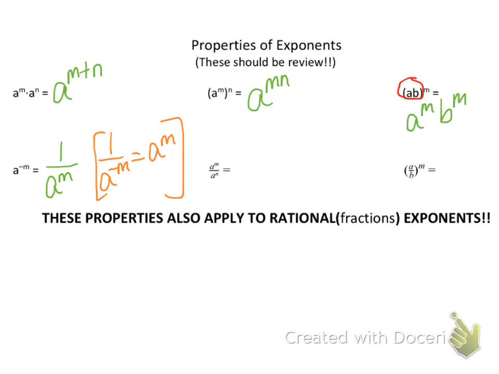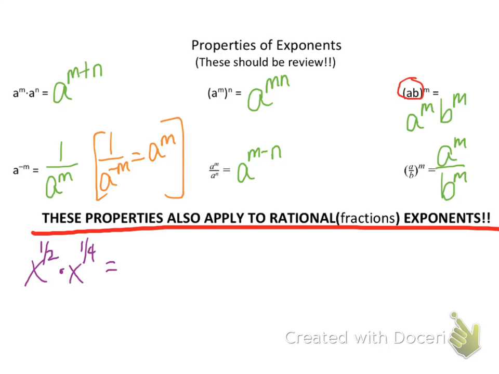Again, if we have the same base and they're each being raised to a power, then we're going to subtract the exponents. And a over b to the m is going to be the same as a to the m over b to the m. Again, a reminder that these properties also apply to rational and fractional exponents.